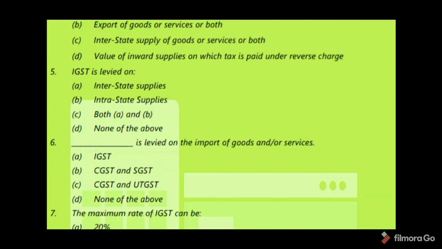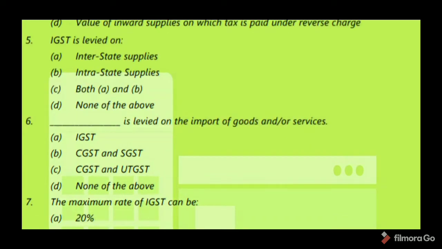Okay. See the MCQ number 5. IGST is levied on interstate supplies between the states. So option A is correct. Okay. MCQ number 6. Dash is levied on import of goods or services. See, IGST is levied on import of goods or services. So here option A is correct.